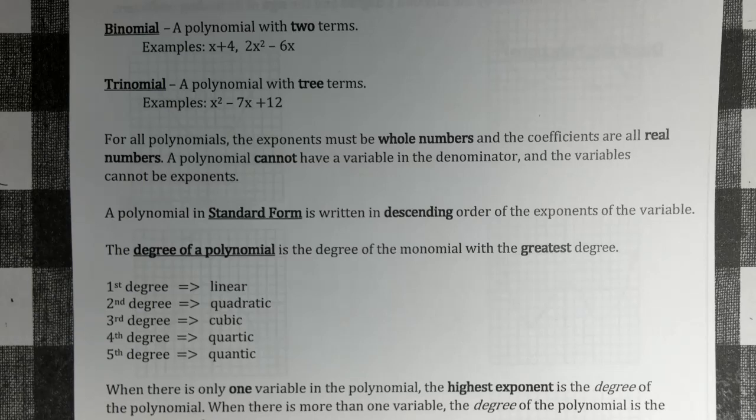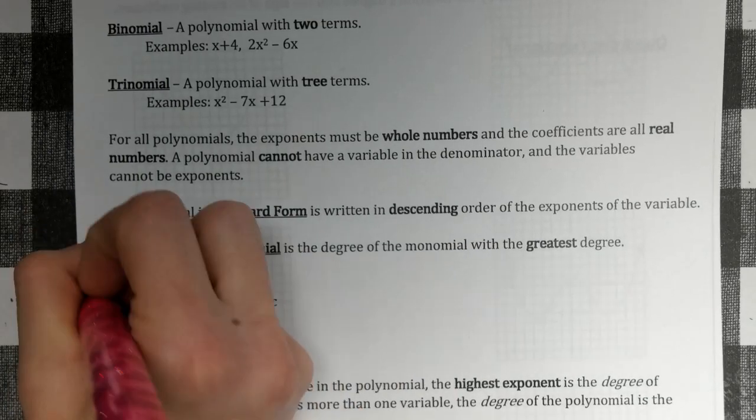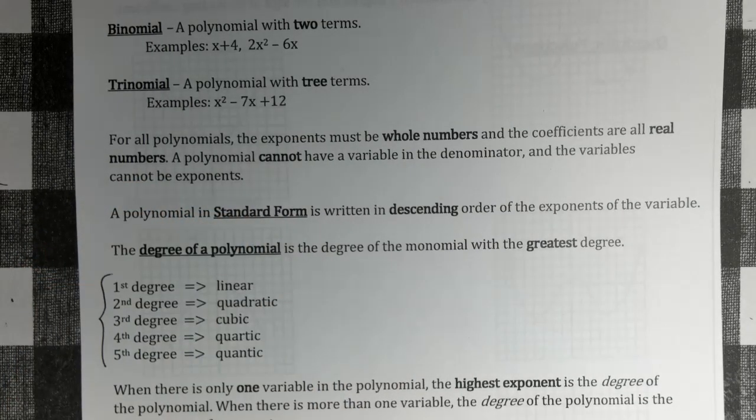The degrees of polynomials. If you only have one variable, okay, the degree of the polynomial is your greatest exponent, okay? So if it was in standard form, your greatest exponent comes first. It's your first term. It can break down into what type of polynomial you have depending on the degree you have. So a first degree is just x, so that's linear. A second degree is x squared, so it's quadratic. Third is x cubed, so that's cubic. And then x to the fourth would be quartic. X to the fifth is quintic.